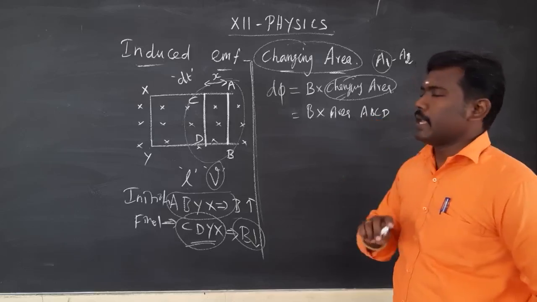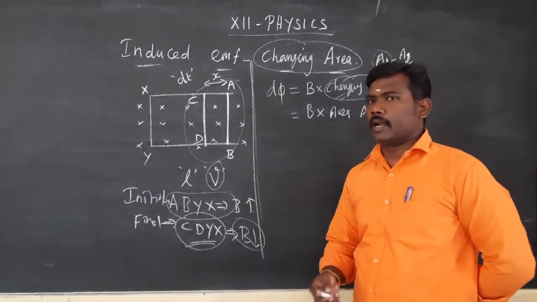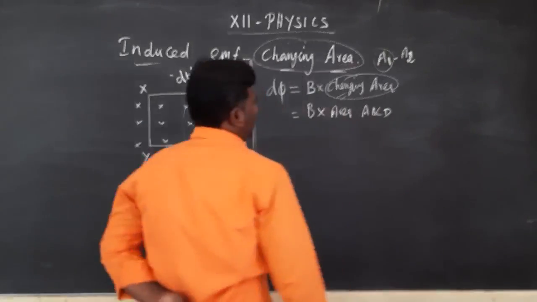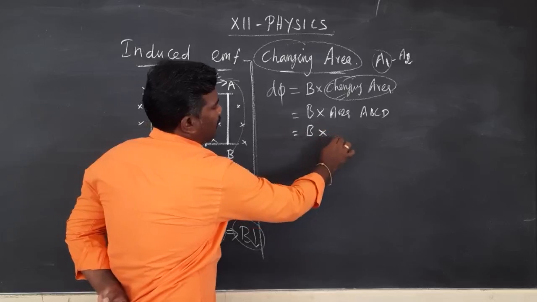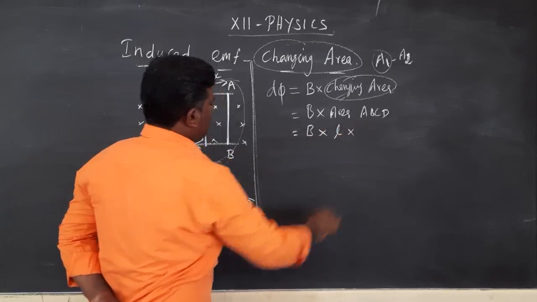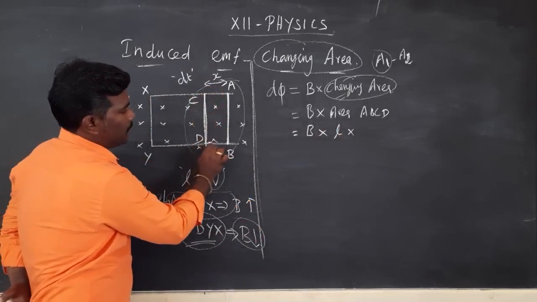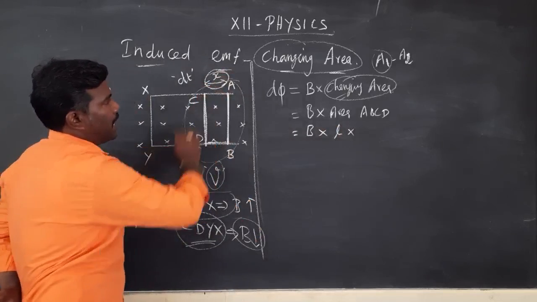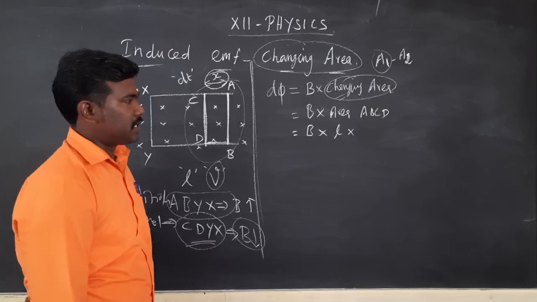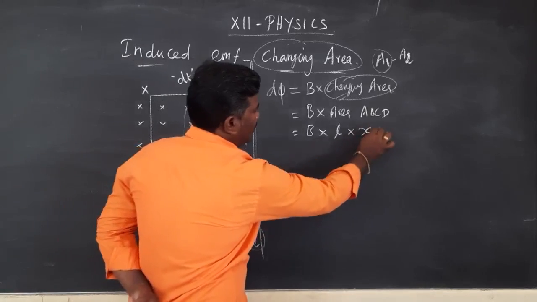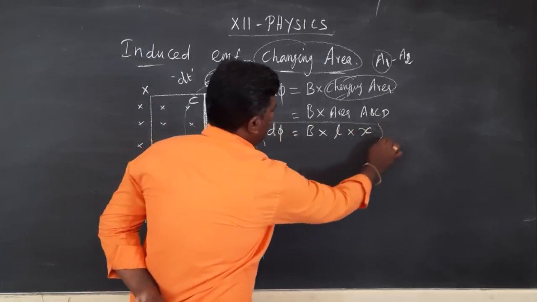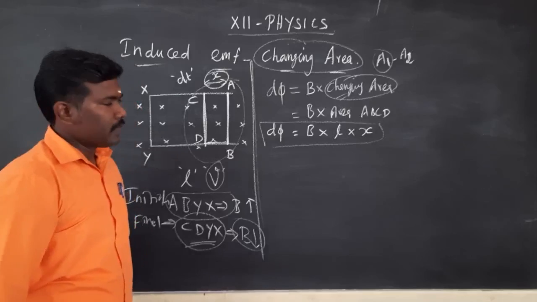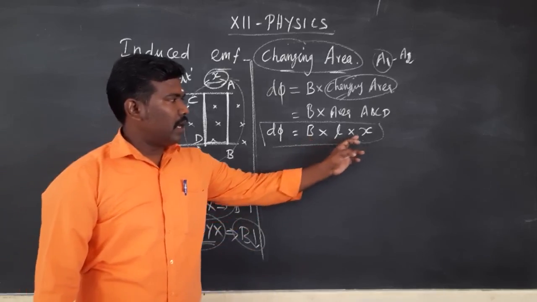We know the formula for the area of a rectangular loop: it is nothing but length times breadth. The length of the rod is L, and the breadth is nothing but the distance travelled by the rod. The distance travelled by the rod is taken as x. So the change in flux linked with that closed path is equal to BLx.